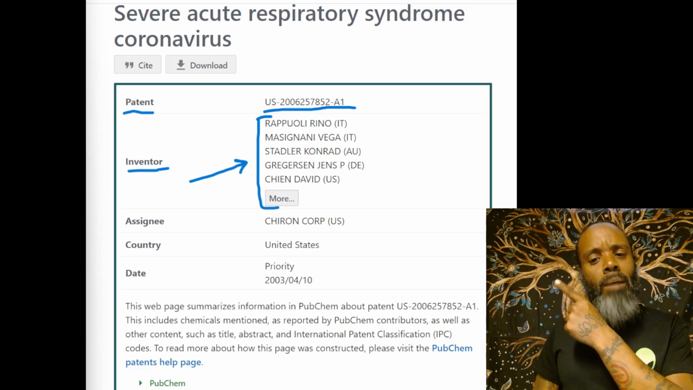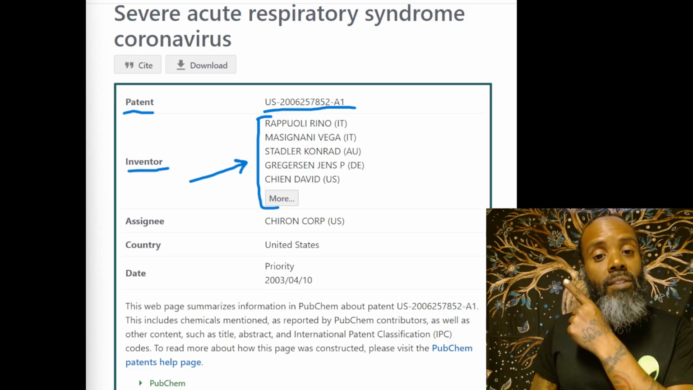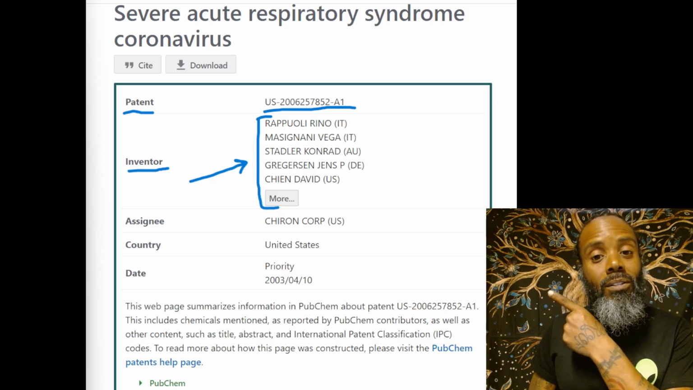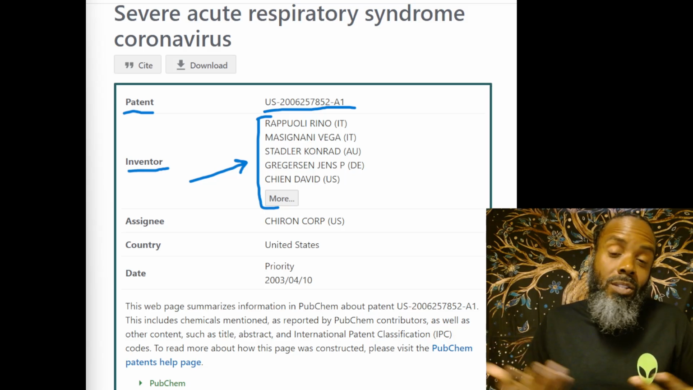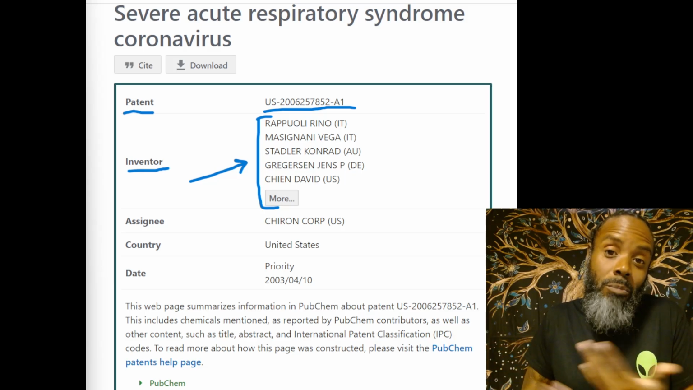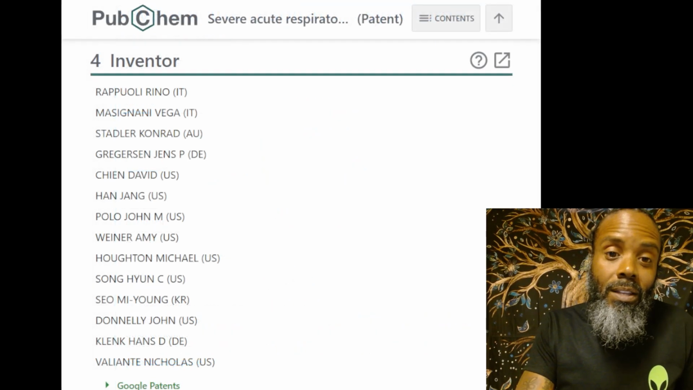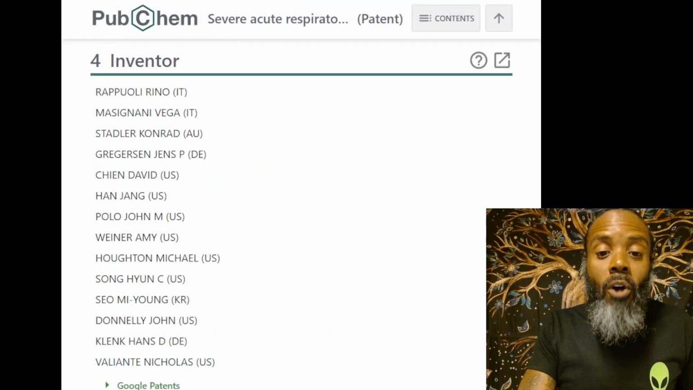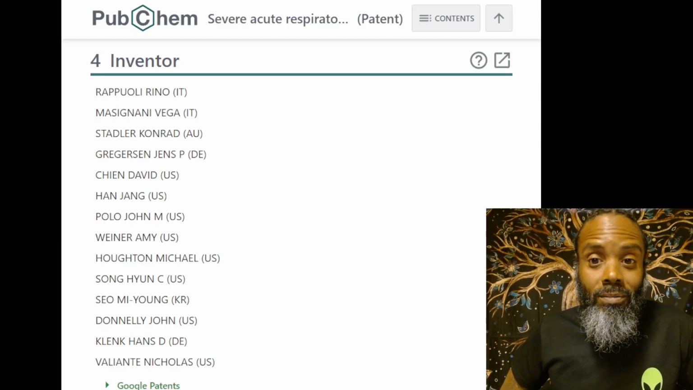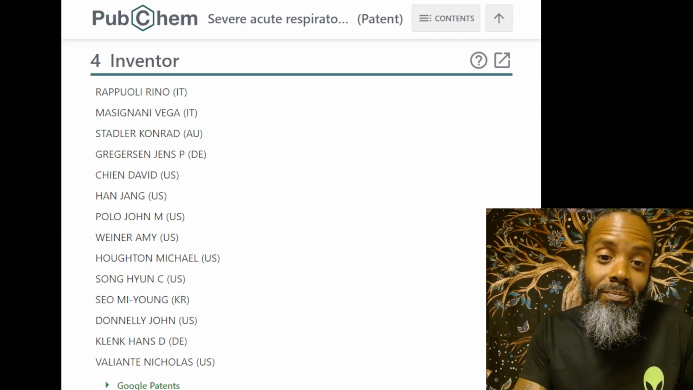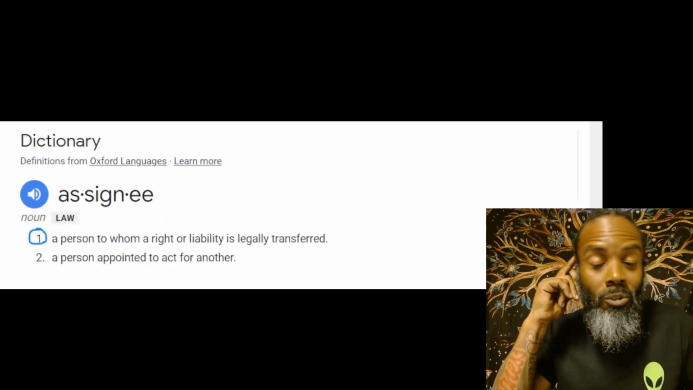But wait, if you just drop down to the next one, you have inventor. This shows you the inventor of coronavirus. Now, help me out. I mean, unless I'm reading something wrong or misunderstanding, this seems pretty black and white to me. Now, here's a list of all the inventors of SARS or coronavirus. You can pause that if you want to read the names.